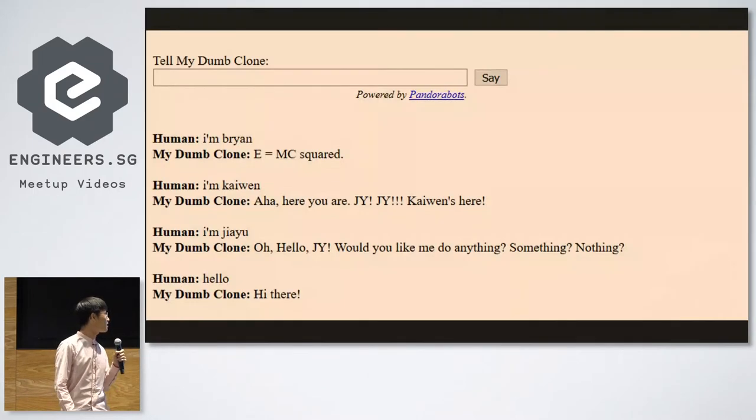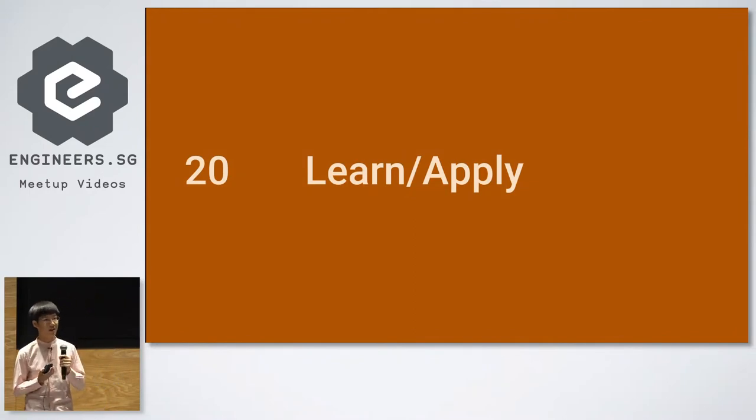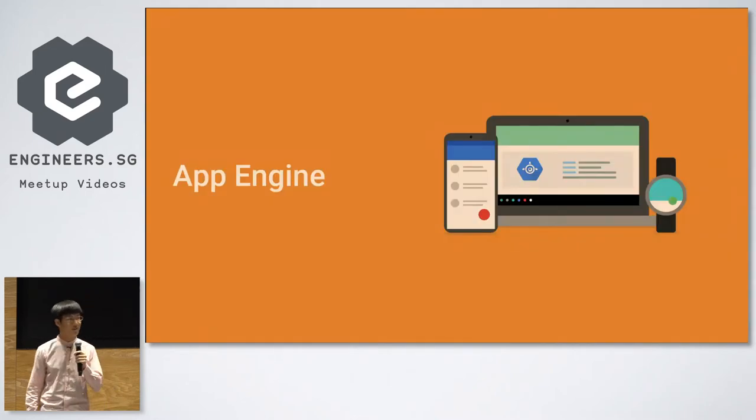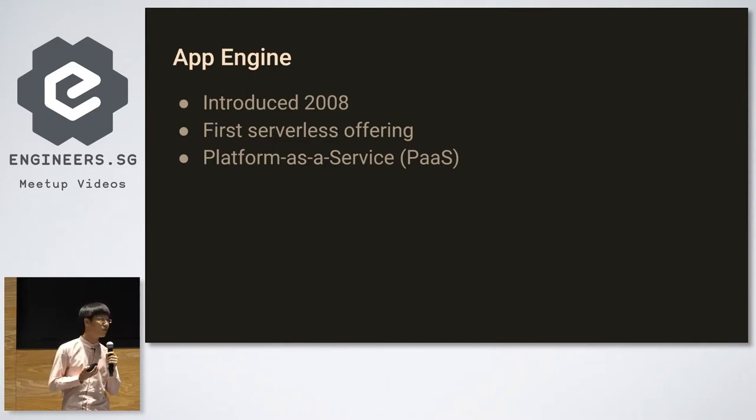So jumping forward, having experimented with all these things, the next step was to take a deep dive and figure out how to really use some of these things. I'll just give a bit of background on App Engine before I move on. App Engine was introduced many years ago in 2008, and even before serverless became a keyword, it's arguably one of the first serverless applications out there, and it's classified as a platform as a service.